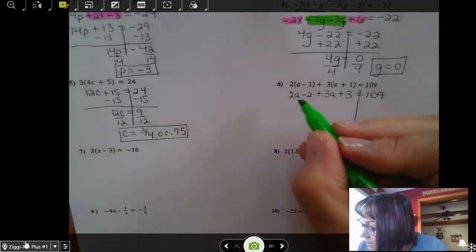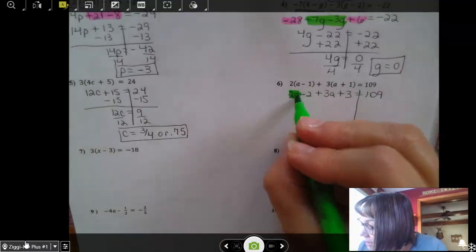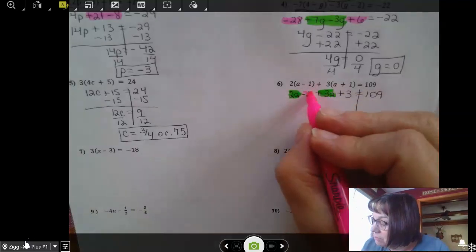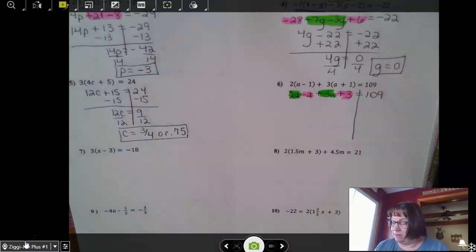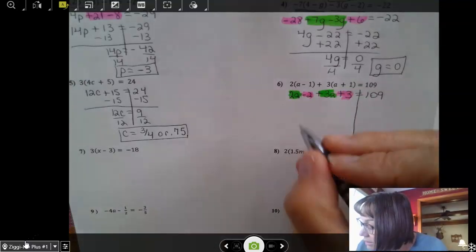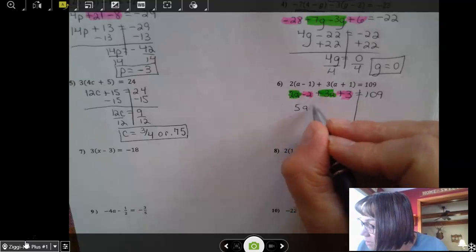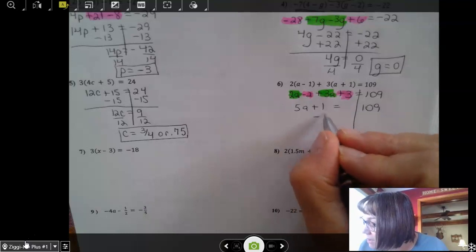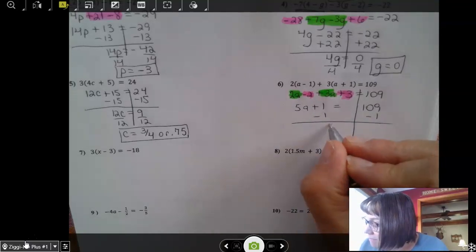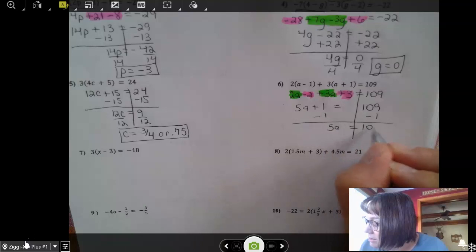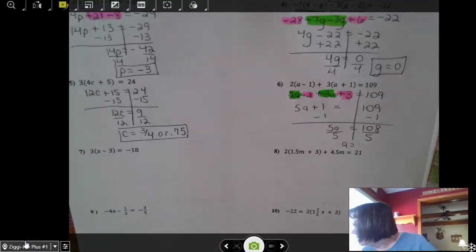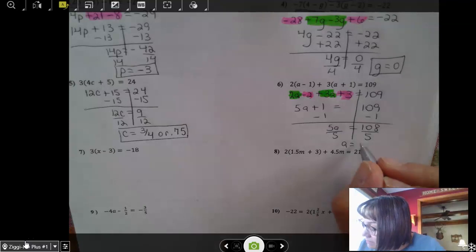Okay, and again, I'm going to find my terms. I have a 2a and a positive 3a. We have negative 2 and positive 3. So I can combine like terms and put them together, which gives me 5a plus 1 equals 109. I would subtract my 1. 5a is 108, and we're going to divide by 5. 108 divided by 5 gives me 21.6.